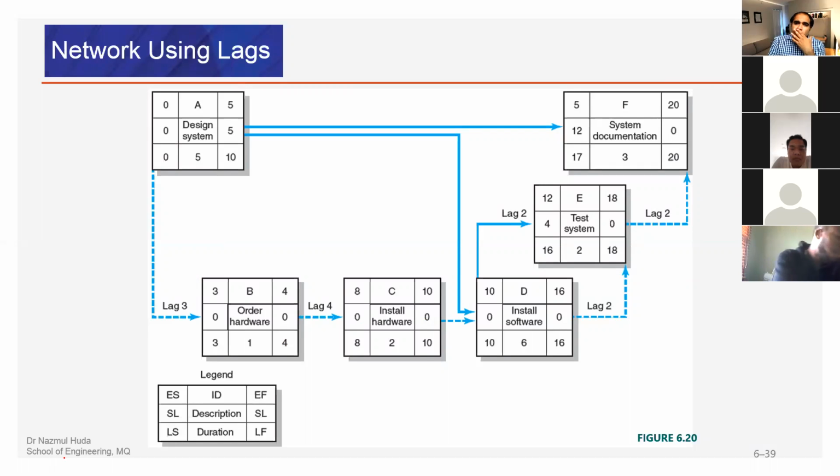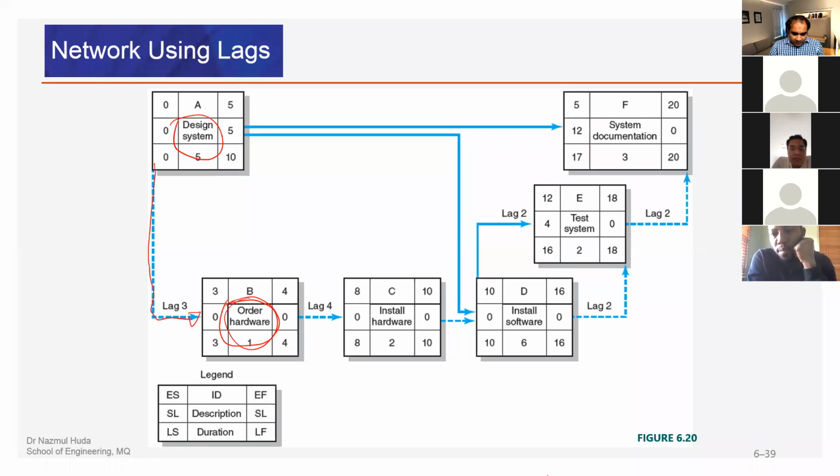So if you look at here, using lags, what does that mean? From activity A to activity B, for the start of activity B, there is a lag of 3. System design and hardware ordering process: this is the start, and this is the start. There's a lag of 3. So the hardware team knows exactly that in 3 days' time the ordering process must start.